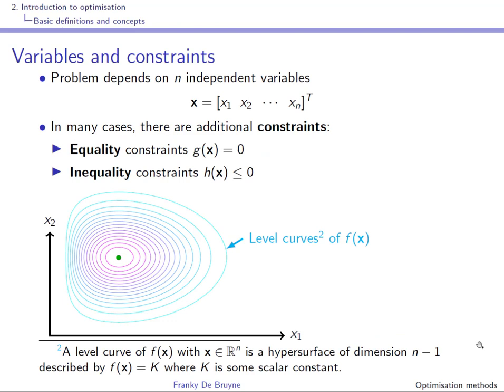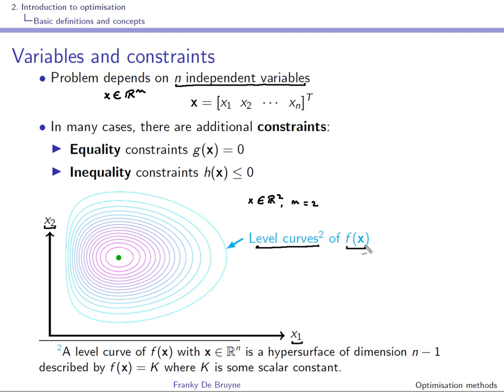Here we consider an optimization problem with an objective function f of x, where x is in Rn. So there are n independent variables, and in this particular case here, n is equal to 2, so x is in R square. There are two independent variables, x1 and x2, and what you see over here are the level curves of f of x.